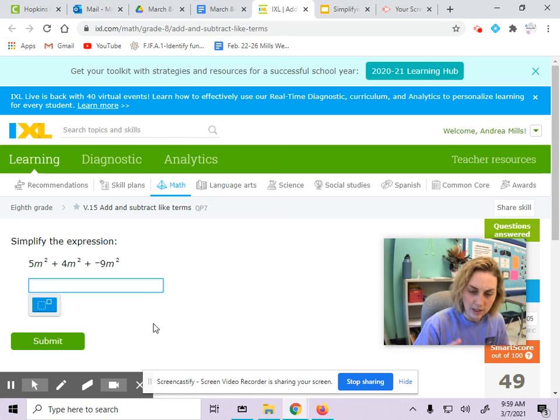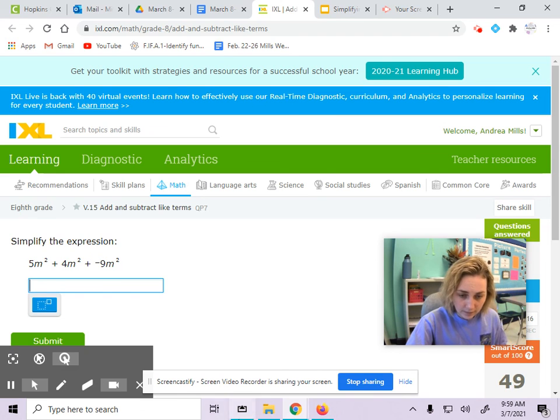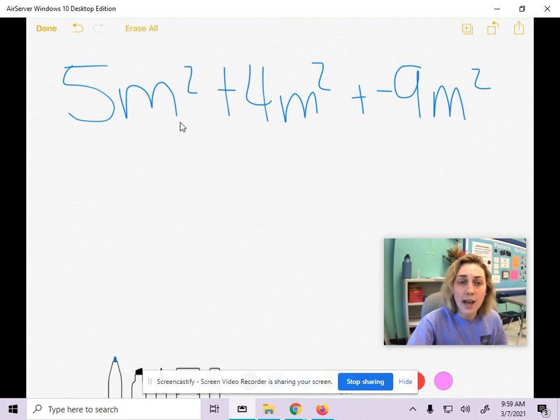All right, so this one's similar to the ones we had before. I'm going to do it with you so I can show you how to put exponents in, but every single one of these are like terms. They have the same base as well as exponent. Yeah, all these are like terms. They all have m squared on them, so you can combine all of these. First we have 5 plus 4. Well, 5 plus 4 is going to give us 9.